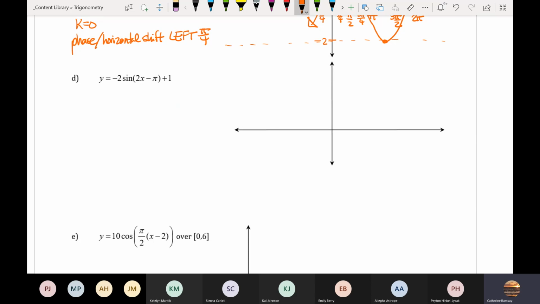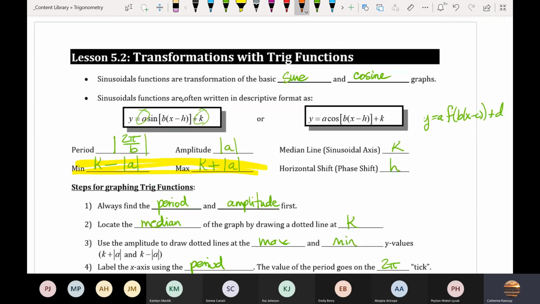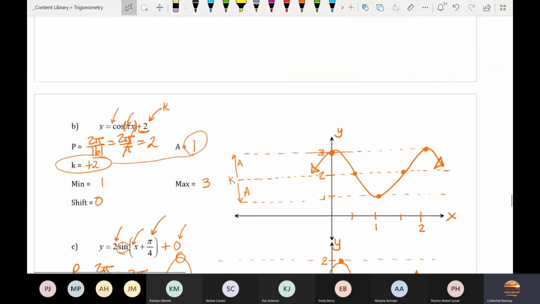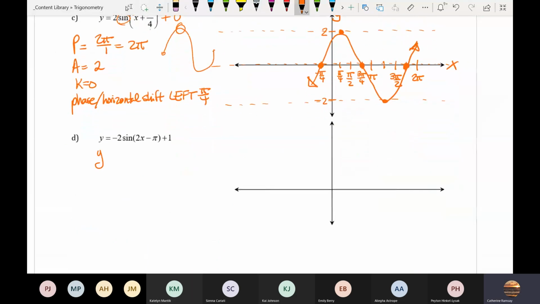Notice that the 2x minus pi, this is exactly like we had in the first unit. You have to have the b factored out. So if you go back to this beginning, notice that the b here is factored out. It's still necessary to do to see the phase shift properly. So remember that the b has to be factored out. All right, so I'm going to rewrite this with the b factored out. So it's going to be 2 bracket x minus pi over 2 plus 1.